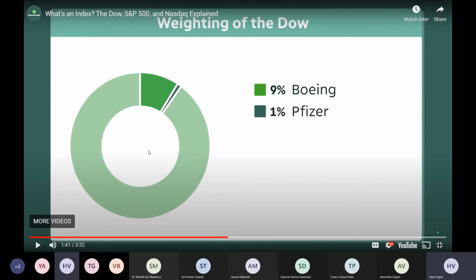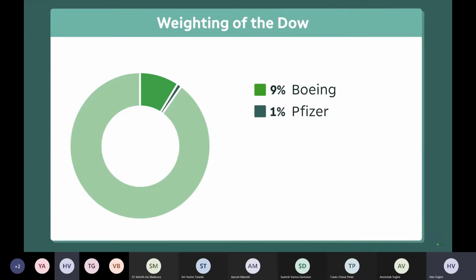So a change in Boeing's price would have had a greater impact on the Dow than if Pfizer's price changed, since Pfizer, the least expensive stock, was only 1% of the index.